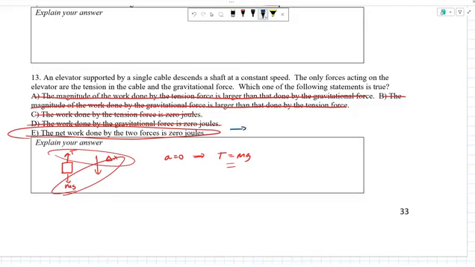Another way of looking at that is that the net work is equal to the change in kinetic energy. And anytime we have a constant speed, the change in kinetic energy is 0, making the net work 0.